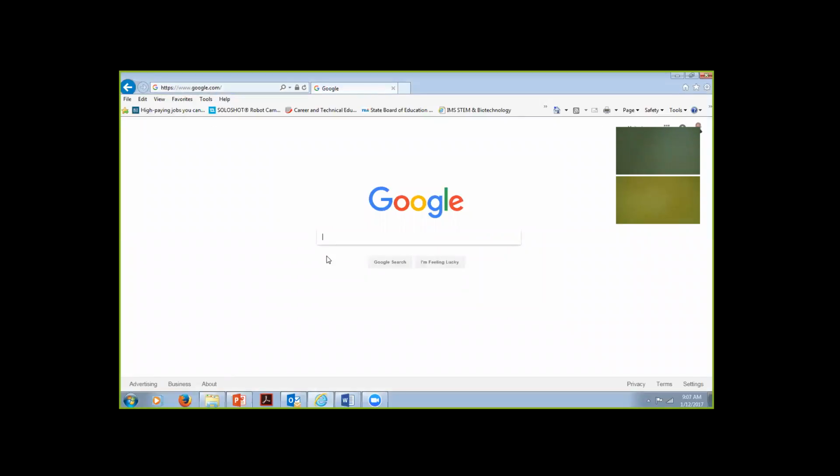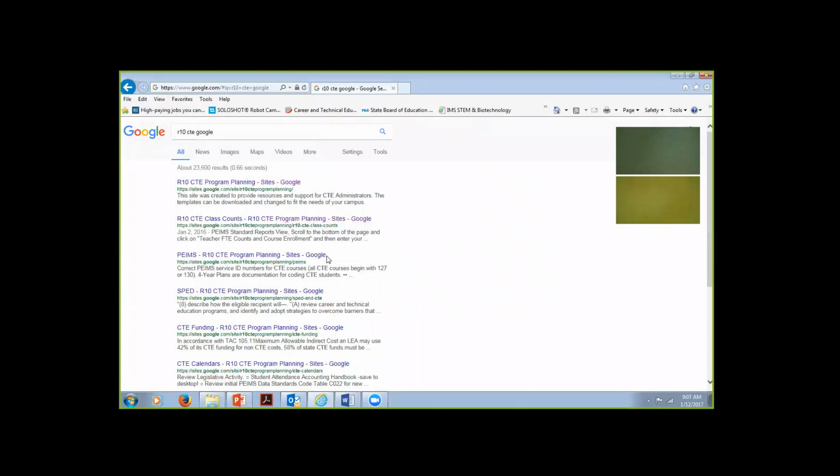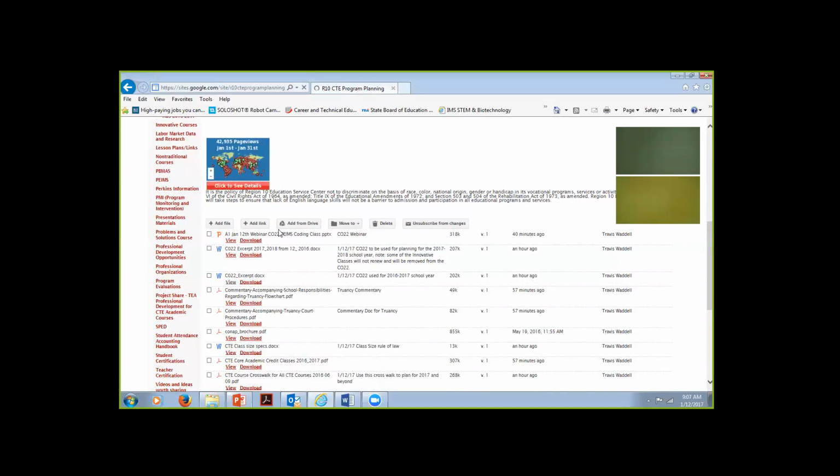I am going to share with you where we can go to find the documents. In the future, if you want to find the documents for today's class, type in R10 CTE Google, and it'll come up with our programming site here. That will be the Region 10 programming planning site.